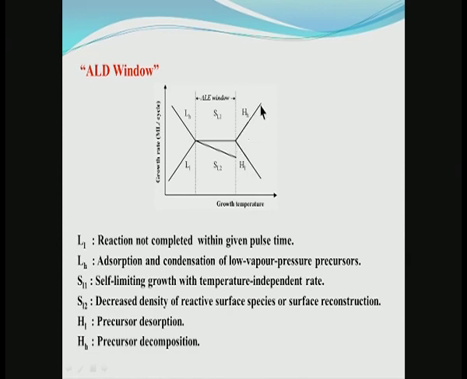Now, at the high temperature end, in this branch of the curve, as the temperature increases, desorption takes place, and therefore growth goes down. Now, over here in this part of the diagram, if the precursor decomposes as a function of temperature, then what you really have is not an ALD process but a CVD process, and the growth rate goes up.